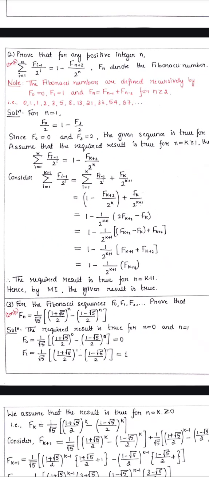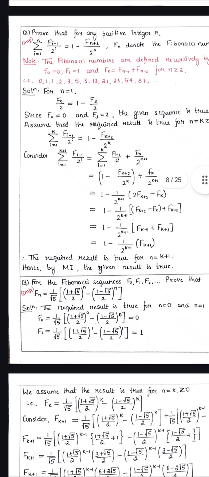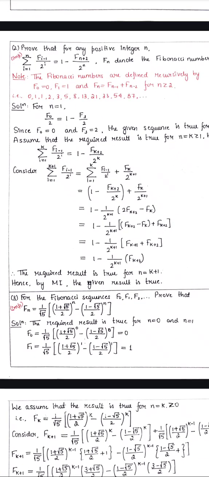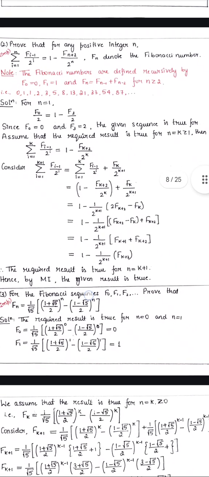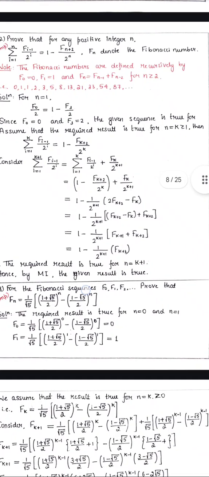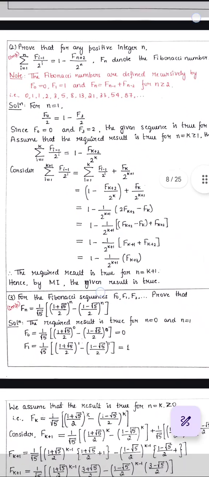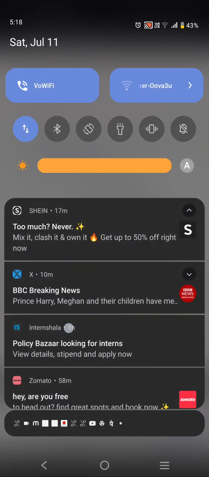For n equals 1 we will have f naught by 2 power 0 equals 0. For f3 we will have, for n equals 1 we had 0. Then f3 is 2 because that is f1 plus f naught.